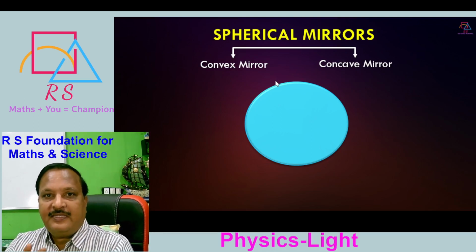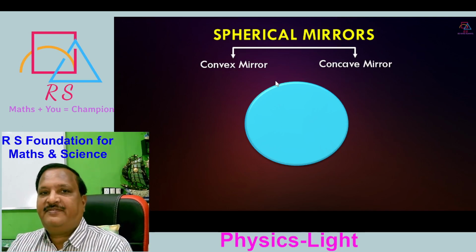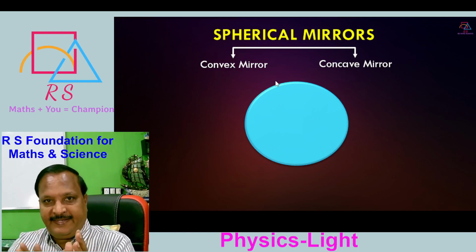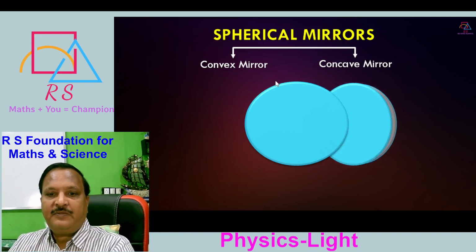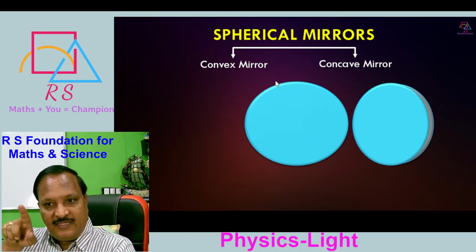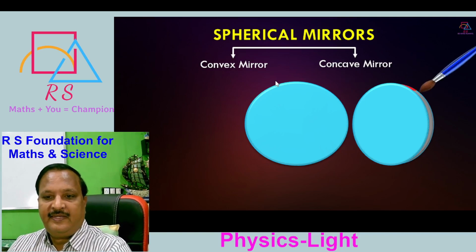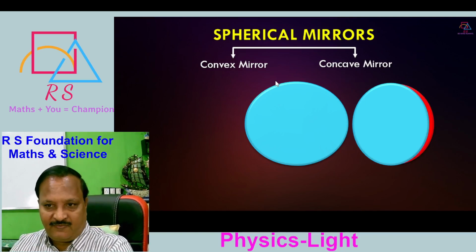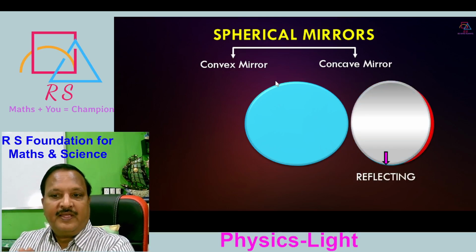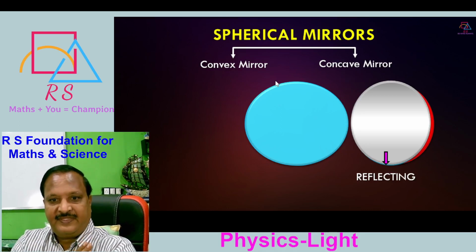Okay, spherical. It is not a circle. Circle is different. Sphere is different. So these two mirrors are made by cutting a sphere. If you cut a sphere in that way, you will be getting a concave mirror. So that red color one goes inside, right? That is a concave mirror because inside is the reflecting surface.